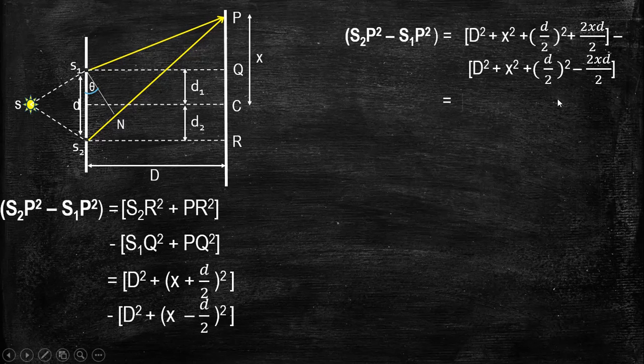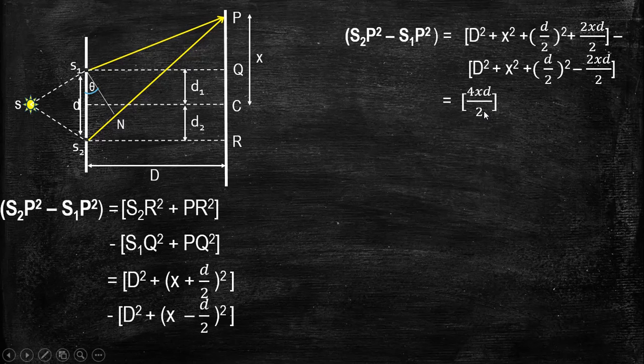Now I am going to simplify this step by cancelling some terms: D square, X square and D by 2 whole square. The first three terms get cancelled because of the minus sign. This D square, this D square, this is a plus D square, this is a minus D square, plus X square minus X square, plus D by 2 whole square minus D by 2 whole square cancel each other, leaving plus 2XD by 2 minus of minus plus 2XD by 2.